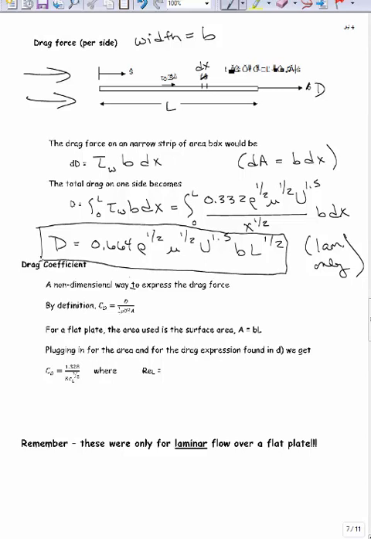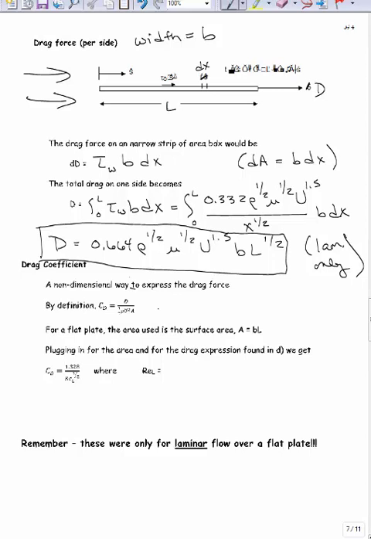Usually we don't use that though. Usually what we do is use the drag coefficient, because the drag coefficient is what we end up using for turbulent flow as well, so it just makes it a little easier to stay consistent with your solution method. So the drag coefficient, again, is your non-dimensional way to express the drag force, kind of like the skin friction was a non-dimensional way to express the shear stress at the wall. So our drag coefficient is just drag over 1/2 rho u squared A.